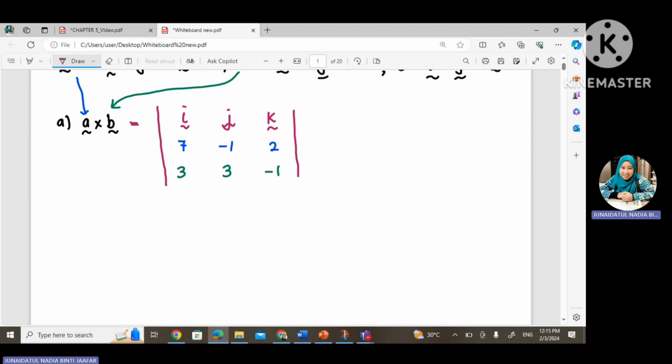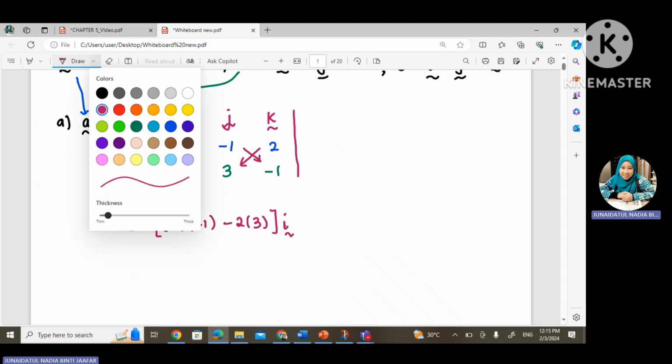Now we must find the values for i, j, and k. First, to find the value of i, we cross out column i, and then for the other two columns, j and k, we cross multiply. So we have negative 1 times negative 1, minus 2 times 3. So this is for i.